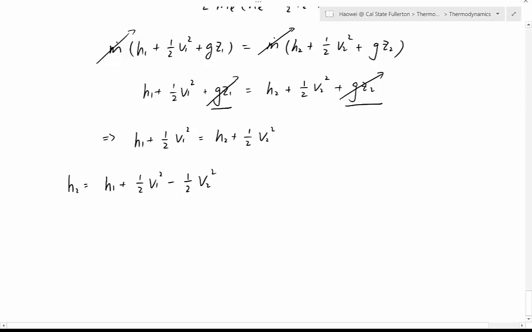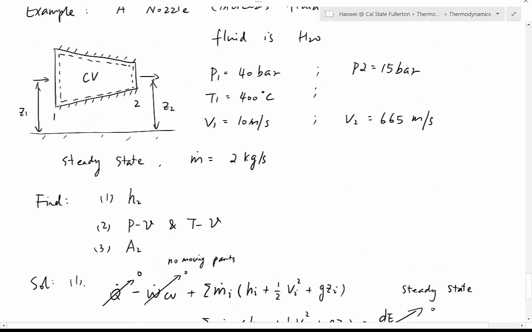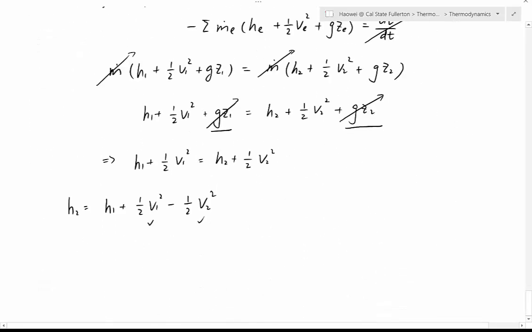Okay, very good. So as long as we can find everything on the right-hand side, we can find H2. V1, V2, they are directly given. V1 is 10 meter per second, V2 is 665 meter per second. And H1, we don't have H1, so we have to find H1.